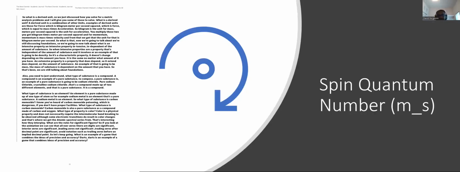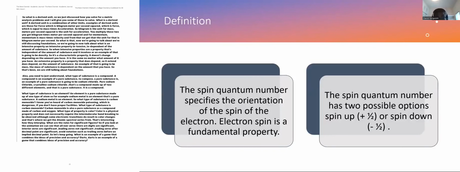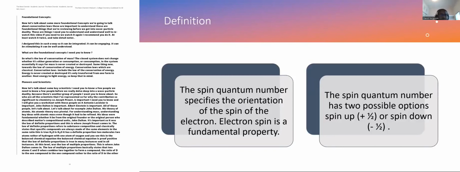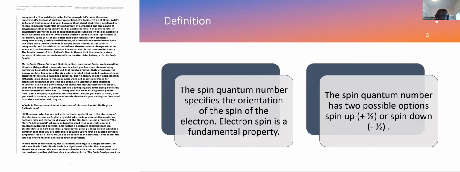So the spin quantum number. The spin quantum number describes the orientation of the spin of the electron. Electron spin is a fundamental property. The spin quantum number has two possible options, spin up or spin down.